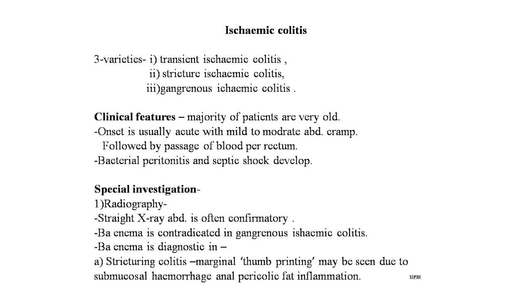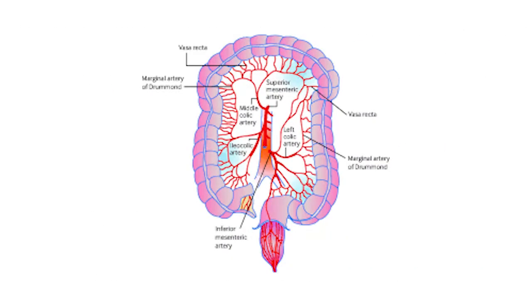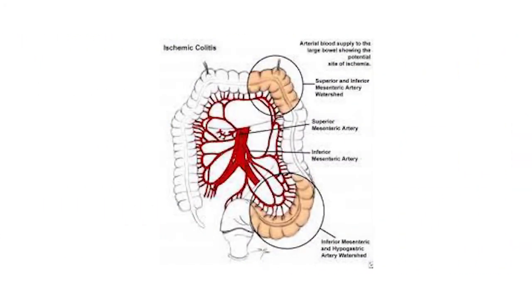Dear students, you can see a good animated picture of the blood supply of the large intestine. You can see the superior mesenteric artery, inferior mesenteric artery, aorta, and the circulatory branches in the mesentery clearly seen. This is another animated image showing the arterial blood supply to the large bowel by the superior and inferior mesenteric arteries, and the colored area shows there is ischemia.